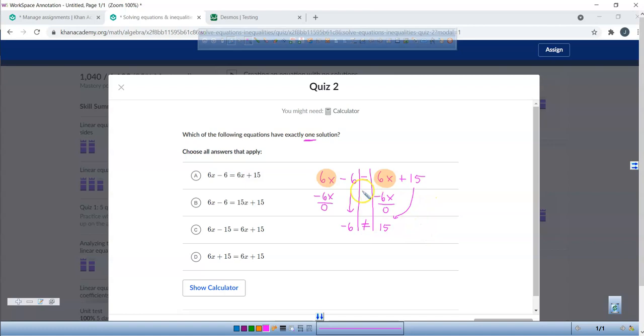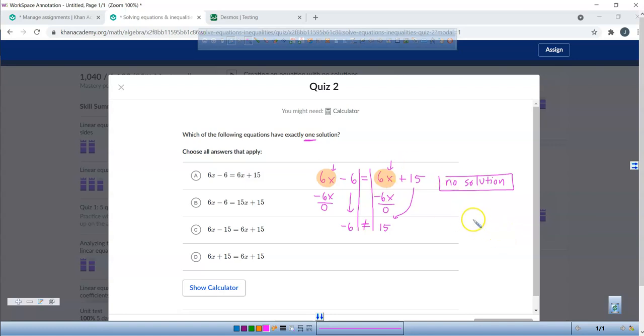So here's a scenario. All of these variables cancel out, and we're left with two numbers that are not equal to each other. This is a scenario where we would have what's called no solution. If you have an equation like this, there's no answer, okay? Because there's no number you could plug in for this x and this x that could make negative 6 equal to 15. It's impossible. You can't solve it.